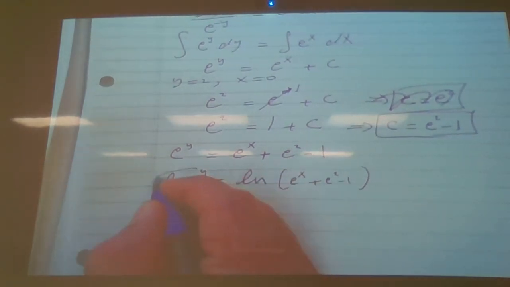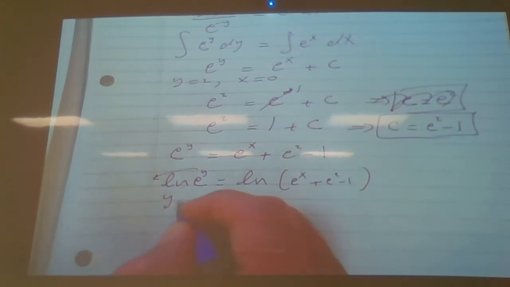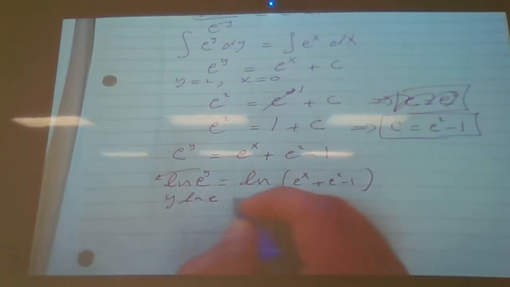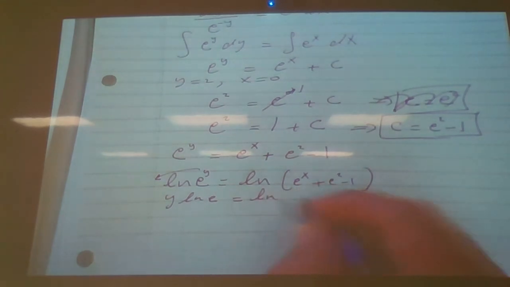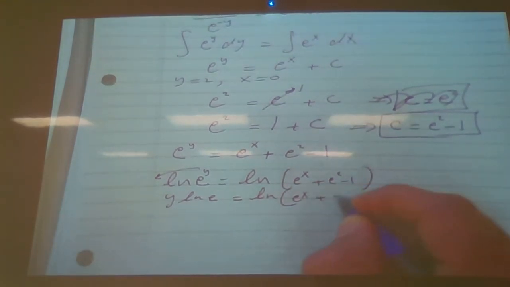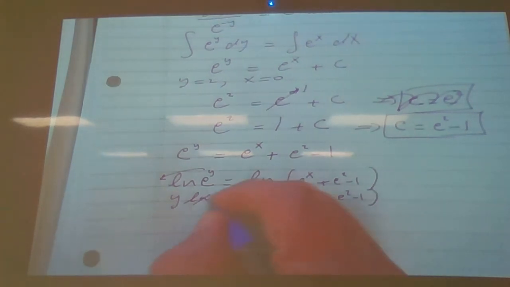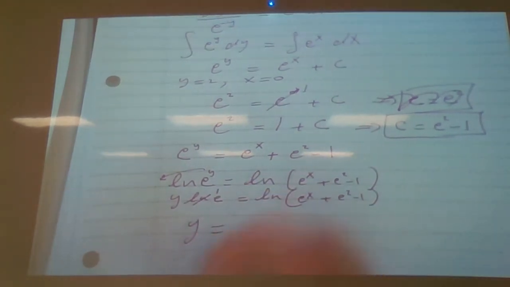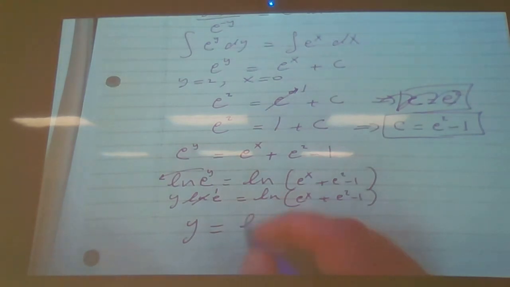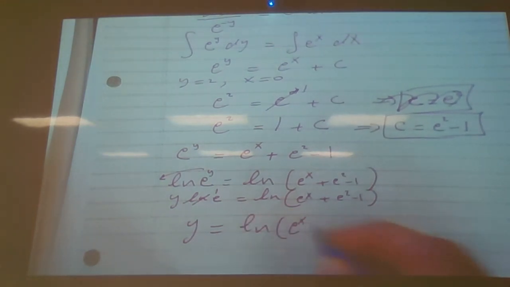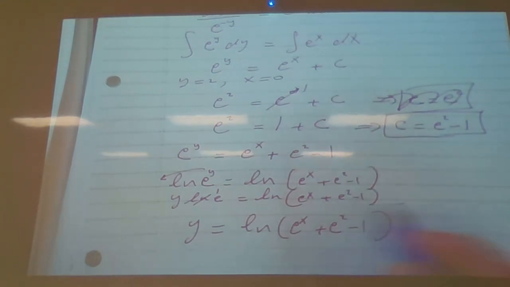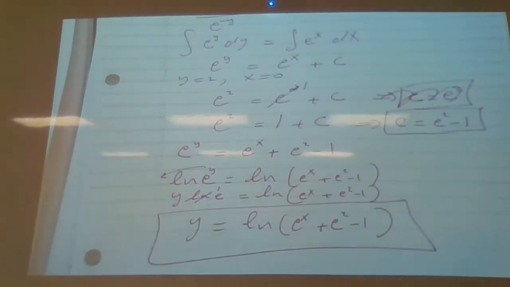You can use that rule with the power. y times natural log of e is equal to natural log of e to the x plus e to the 2 minus 1. Natural log of e is 1, so you have y equal to the natural log of e to the x plus e to the 2 minus 1, whatever that number is. Okay?